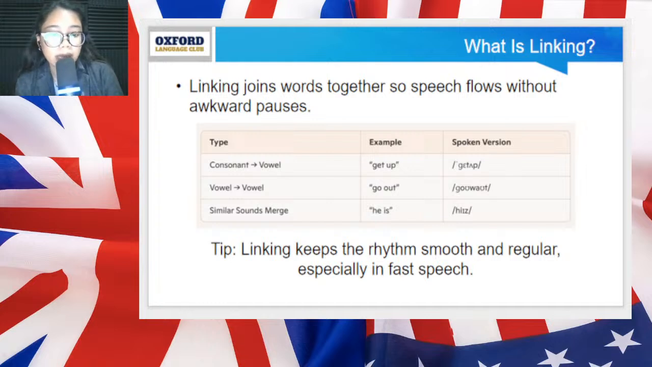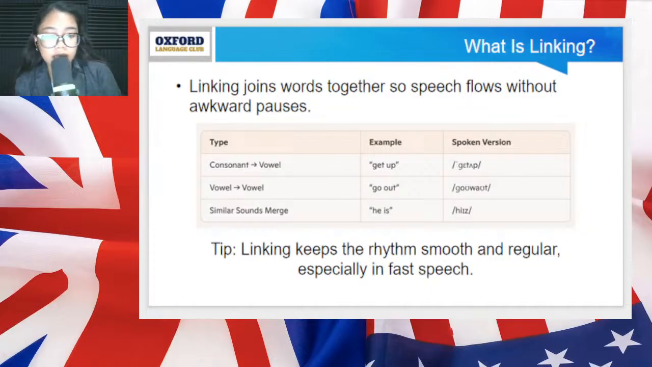Consider the example "he is" in the table. In natural fast speech, especially when it becomes "his", the Z sound is pronounced once, but it acts as the bridge for both words, so it sounds like "his". Think about "big girl", okay? Big girl. The G sound at the end of "big" and the G sound at the beginning of "girl" often merge into a single slightly prolonged G sound. So, "big girl". Or "hot day".